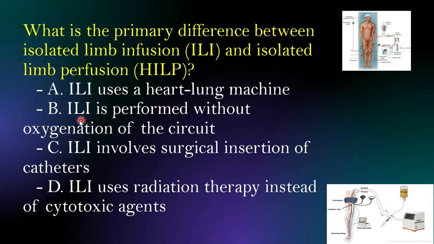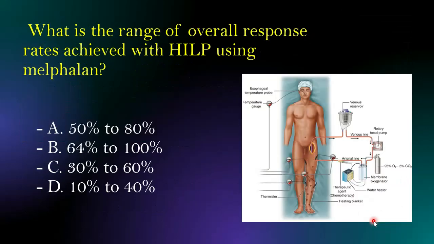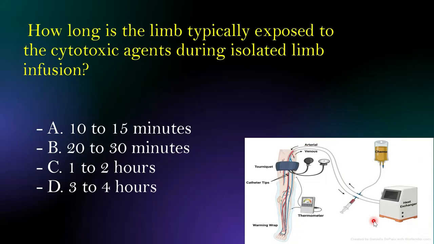Then what is the correct statement? Isolated limb infusion is performed without oxygenation of the circuit. In isolated limb perfusion, there is a membrane oxygenator. In isolated limb infusion, there is only a heat exchanger. There is no oxygenation in the circuit. What is the range of overall response rate achieved with hyperthermic isolated limb perfusion using melphalan? We have already said it is 64% to 100%. How long is the limb typically exposed to the cytotoxic agent during isolated limb infusion? The duration is short, it is 20 to 30 minutes.